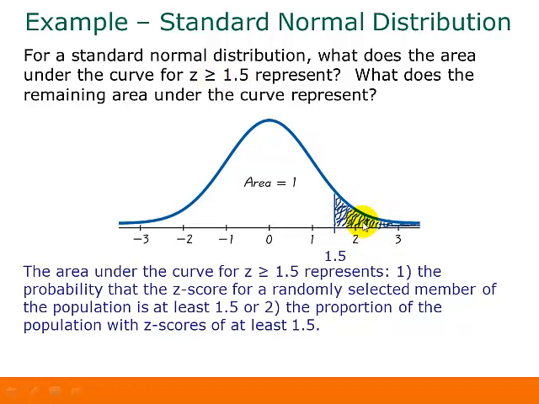So this area that we've got shaded represents, one, the probability that the z-score for a randomly selected member of the population is at least 1.5, or another way to think of it is it's the proportion of the population with z-scores of at least 1.5.